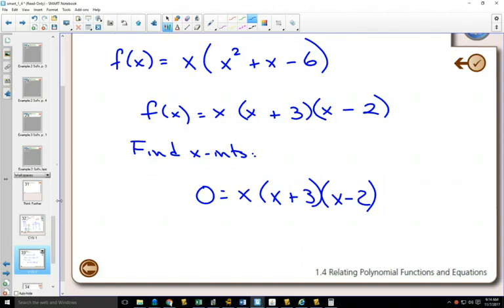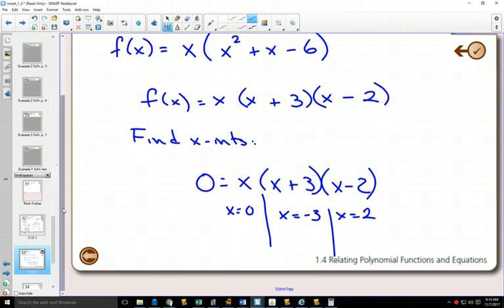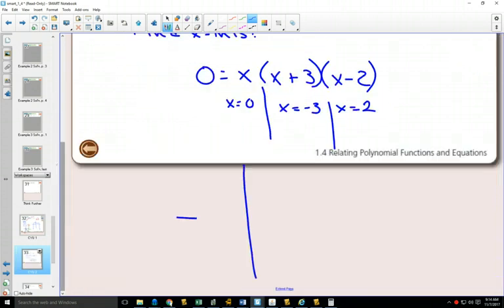So this one could be 0. If this one's the 0, what's x? Well, 0. What happens if this one was the 0? Then what would x be? Negative 3. And if this one was the 0, then x would be 2. And so that's why sometimes we call x-intercepts zeros. Sometimes they're called roots. So we've just found our 3 x-intercepts. So now when we go to sketch our graph, we know that our graph goes through 0, negative 3, and 2.